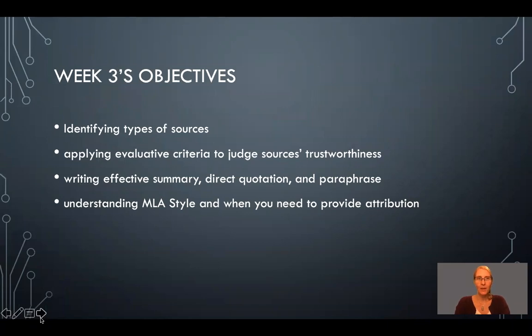Our objectives this week are to identify different types of sources and recognize how the type of source will influence how we use that information and present it to our readers. We'll also think about how to apply evaluative criteria to judge sources' trustworthiness and how to write effective summary, direct quotation, and paraphrase. As we do all of those things, we will be introduced to the Modern Language Association Style Guide and also review when we need to provide attribution in different writing situations.